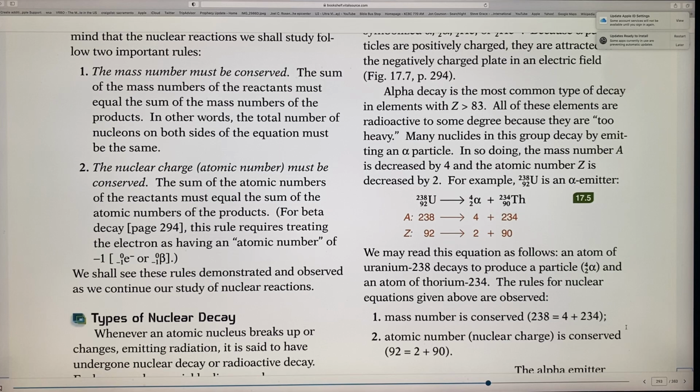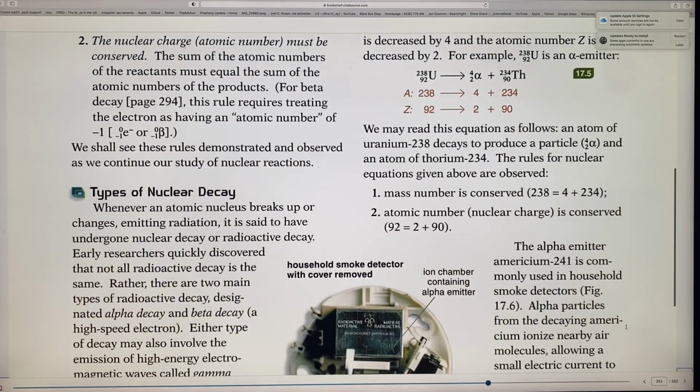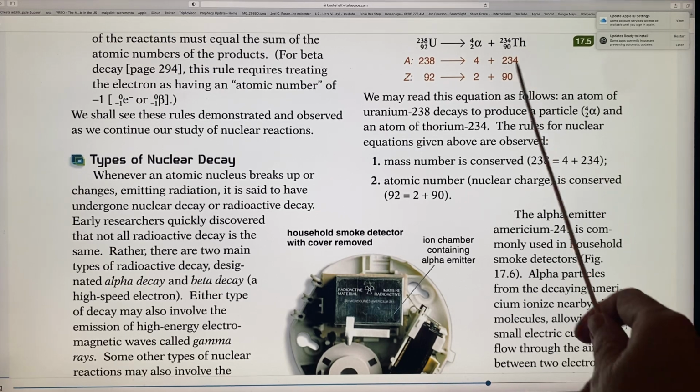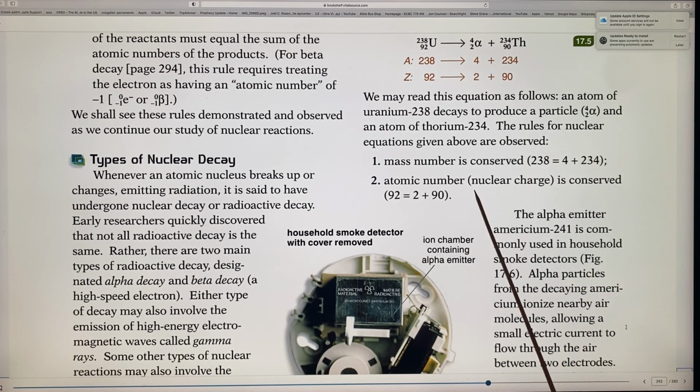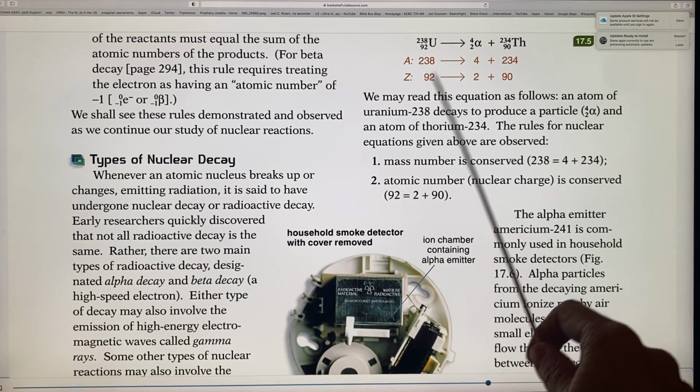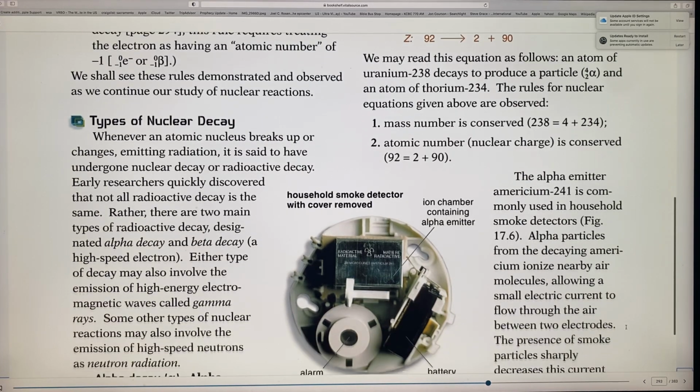So just to read that equation, we have to look at the rules. Mass number is conserved: 238 equals 4 plus 234 up here. And the atomic number, the nuclear charge, is conserved: 92 on this side, 92 on this side. So just make sure both sides equal each other.